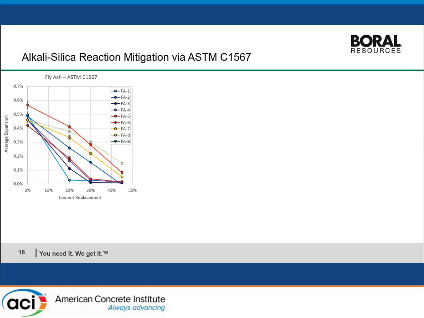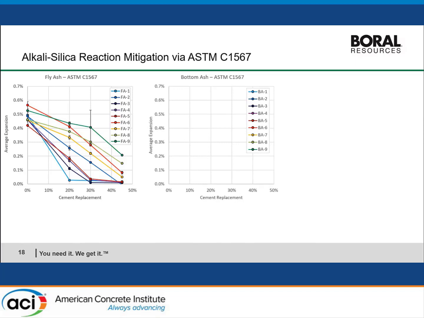You can see that with 1 or 2 exceptions, as we increase the calcium content of our fly ash, we seem to have a lower ability to mitigate alkali silica reaction. Now let's see if we see the same impact in the bottom ash.